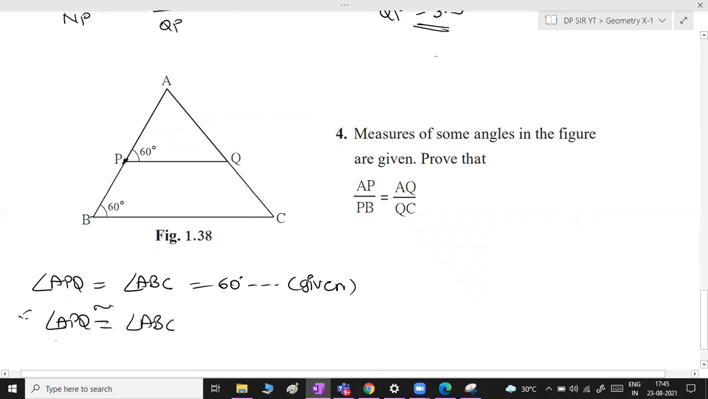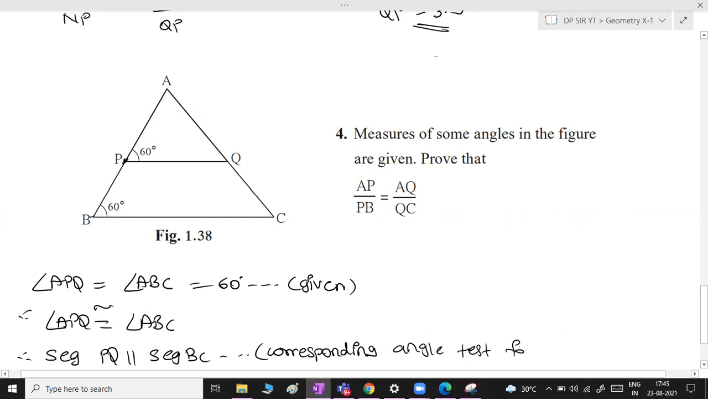First of all, it means that, and whenever angles are congruent, line is parallel. Therefore, seg PQ is parallel to seg BC. इधर तक तो तुमने 9th में पढ़ा था, and this is nothing but corresponding angle test for parallel lines. ठीक है.